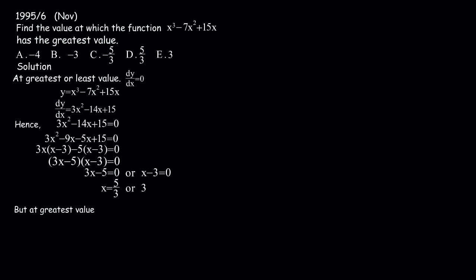But at the greatest value, which is at our maximum, d squared y over ds squared is less than 0. So at this point, we are first going to find d squared y over ds squared by differentiating. Doing so, d squared y over ds squared will be equal to 6s minus 14. Since we've gotten the value of d squared y over ds squared, we are going to test the two values of s to see which one gives a value less than 0.